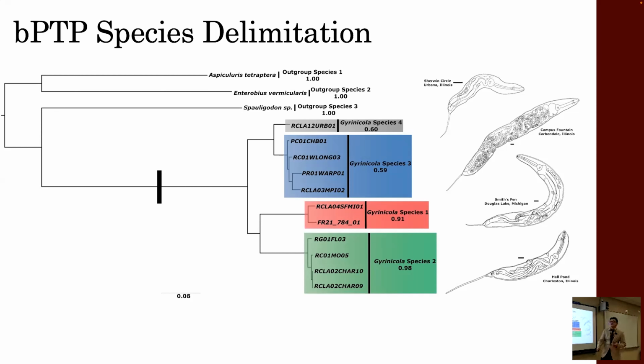So I moved on to looking at my Gyrinicola. Within this, I was curious because it split these 2 like it had done before, but it split that 3rd group into 2 separate species. These 2 species did have much lower support. So with just this analysis, I probably wouldn't be confident in saying these 2 are separate things because you have an expected value of around 1. So 0.60 and 0.59 is relatively low.